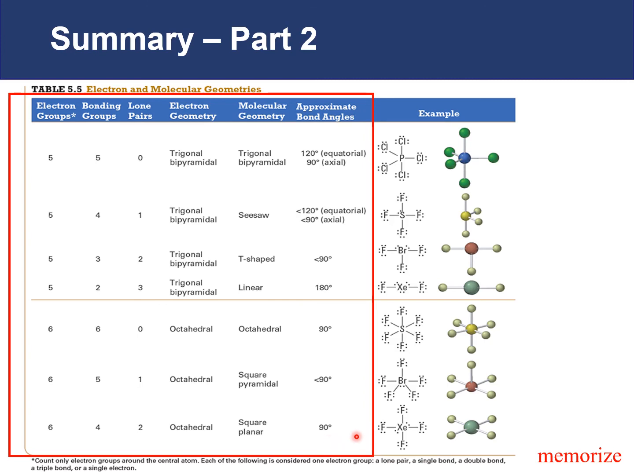Again, the important component is that which is within the red box. This is the part that you should be memorizing for this class. You'll need to be able to tell the number of electron groups, bonding groups, and lone pairs for each one of these types of configurations.